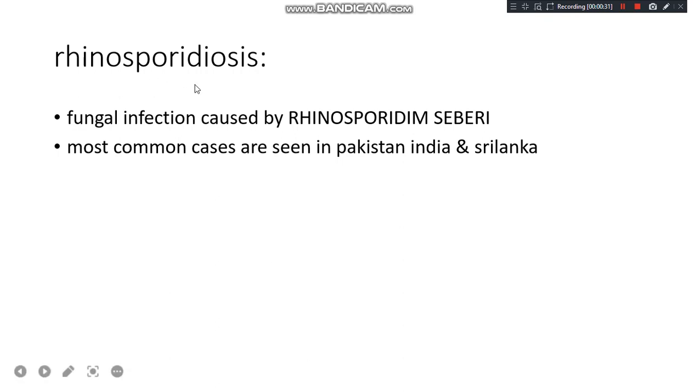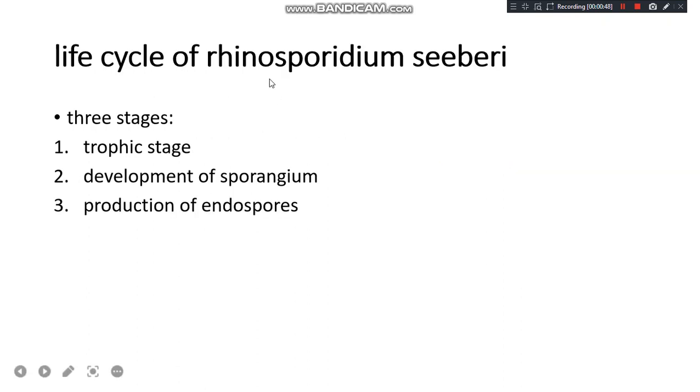So starting with rhinosporidiosis, this is a disease caused by a fungus. It's a fungal infection caused by Rhinosporidium seeberi. Most common cases you will see in Pakistan, India, and Sri Lanka. Now, the causative agent has three stages of its life cycle: starting with the trophic stage, and then the sporangium and the production of endospores.